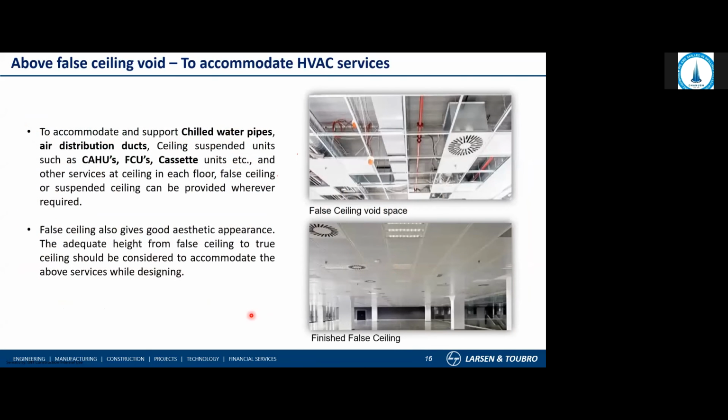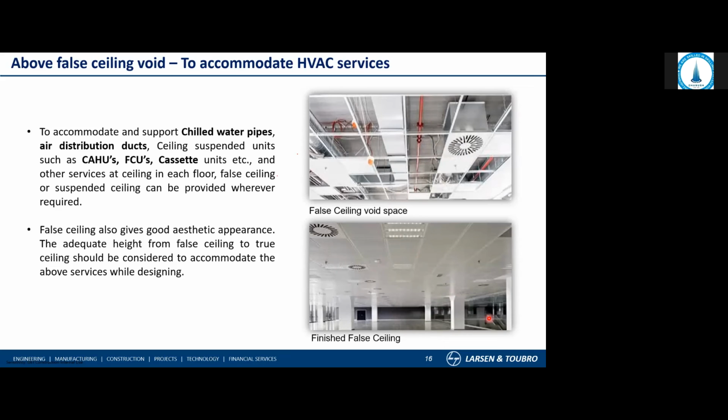Coming to the false ceiling requirement, if you see the top pictures on the right side, you can see the wide space between the true ceiling and the false ceiling. So what systems are there? There are some pipes, some HVAC plenums, some ducts, chilled water pipes, and all of that stuff. And you can see a neat and clean false ceiling below.